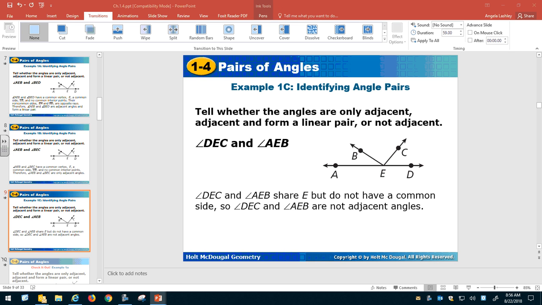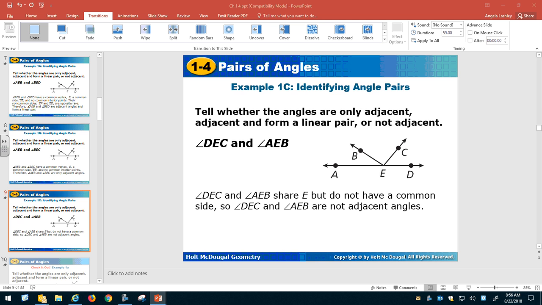That's this angle here. So do they share a common vertex? Yes. Do they share a common side? No. If you look, the angle on the right has 2 red rays, the angle on the left has 2 blue rays, and they don't overlap. To form a linear pair, they have to be adjacent. They have to share a common side. There's a missing angle here in the middle, so they're not touching side by side. So these would be not adjacent.